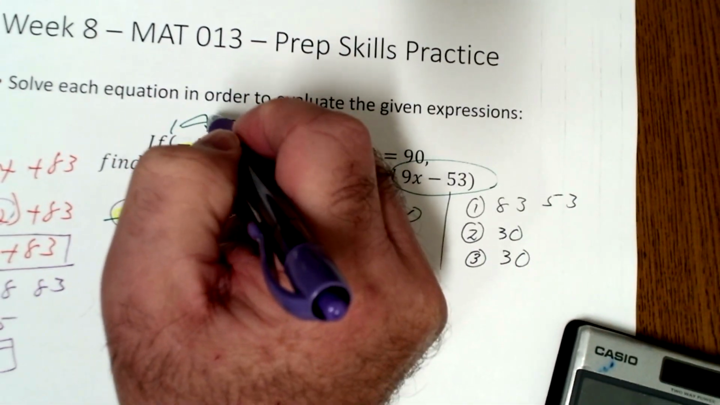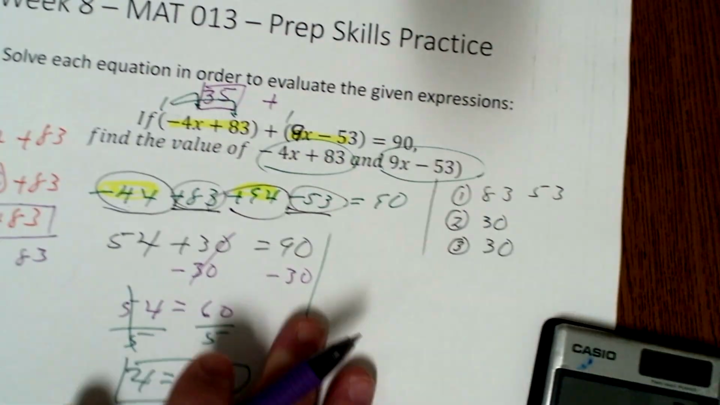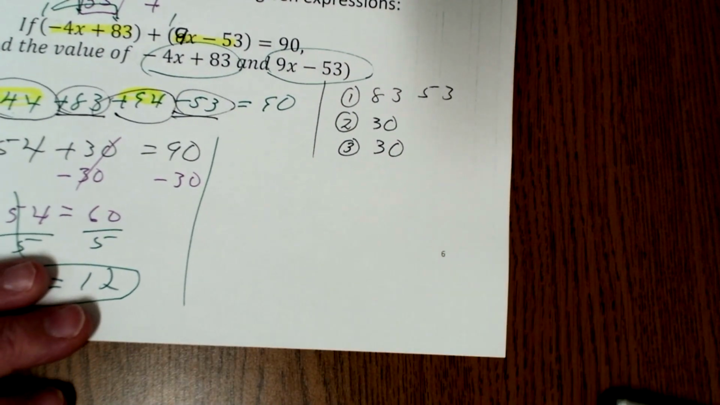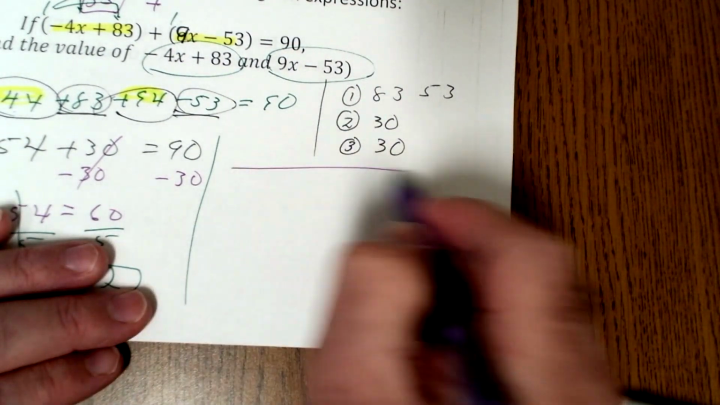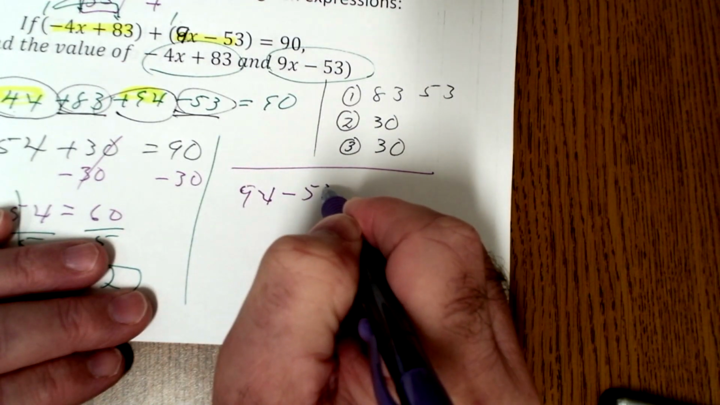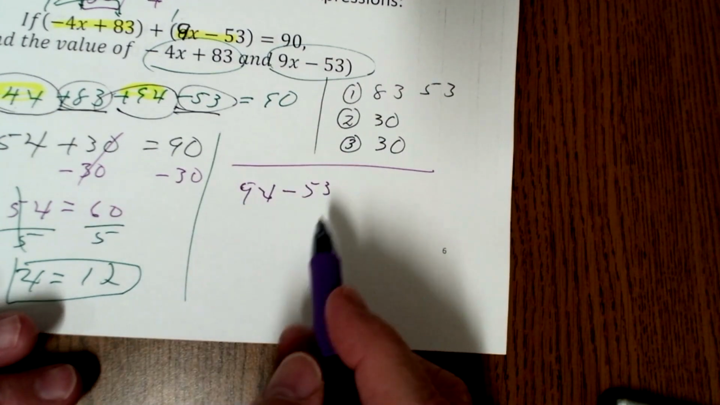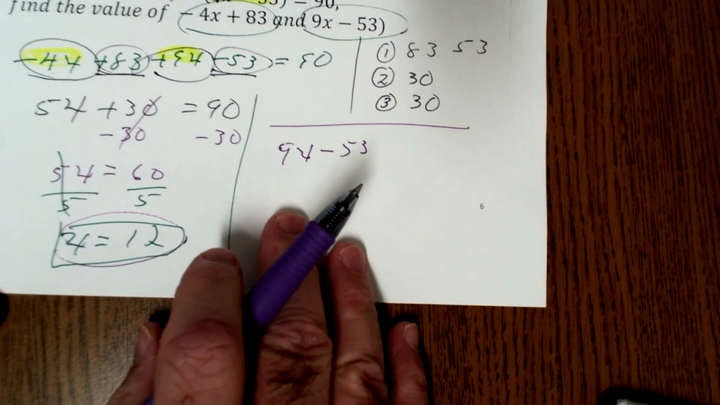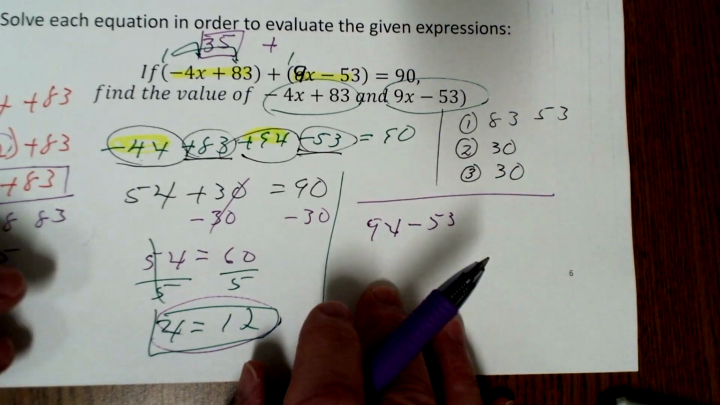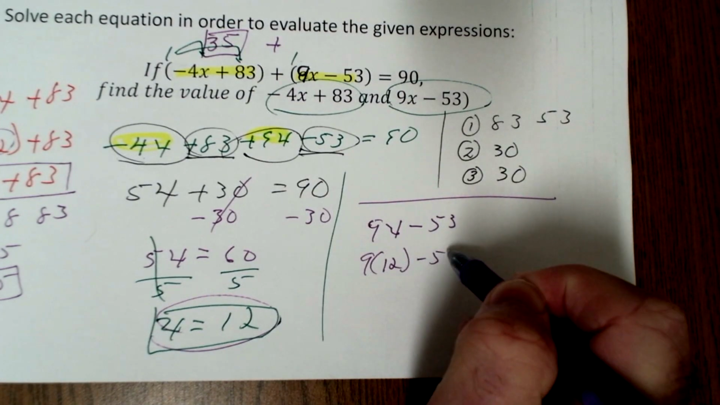So basically we're saying that all of this is 35 plus, well, let's do this one over here on the right side. Let's try purple. So we've got 9 times x minus 53. Okay, we know that x is 12, so we've solved for that. So let's plug this value in. So 9 times 12 minus 53.